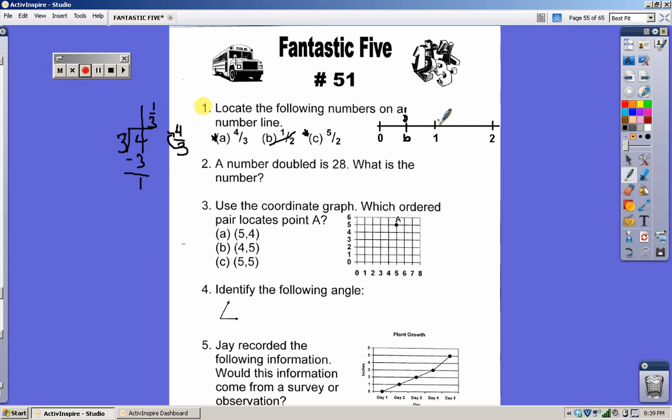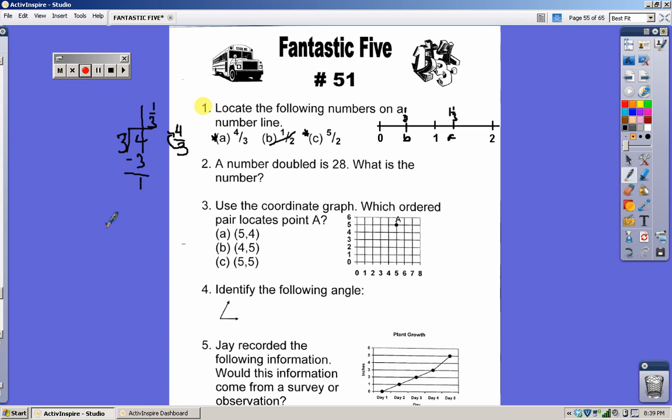So 1 1/3. If I break this group up into chunks of 3, it might go somewhere right around here for our third portion. So that would be 1 1/3, or your letter A.